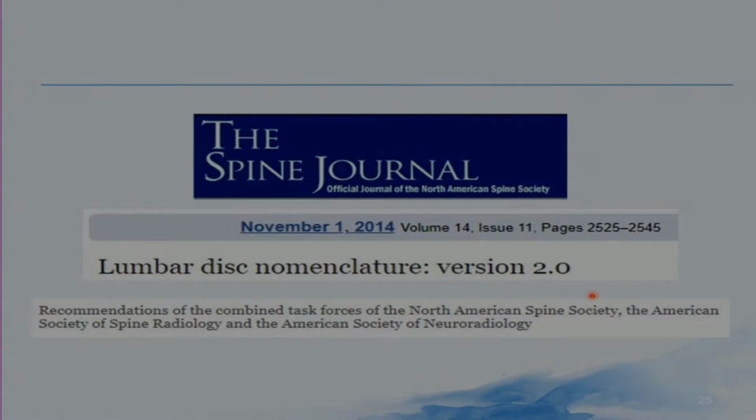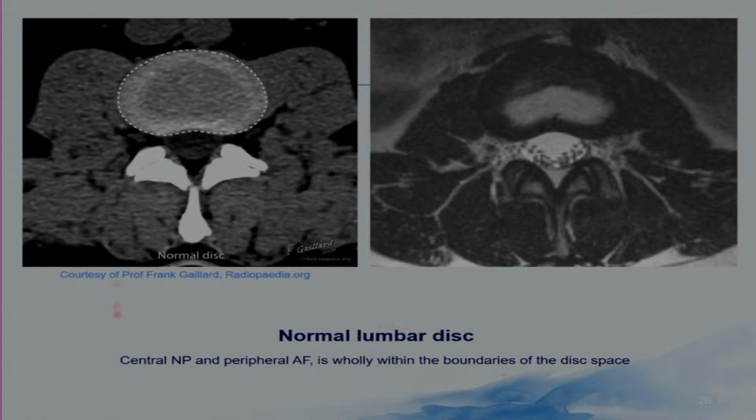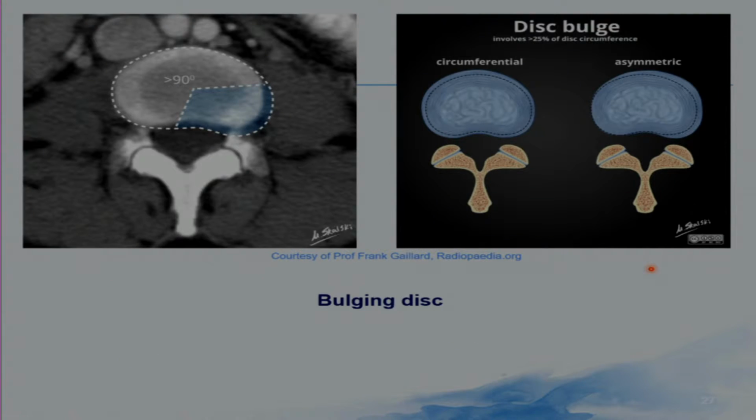Lumbar disc nomenclature version 2.0, published in the Spine Journal of November 1st, 2014, gives a good account of disc nomenclature, and I have used this as a guide for the next few slides. This is a normal disc in a CT study and in an MRI study.